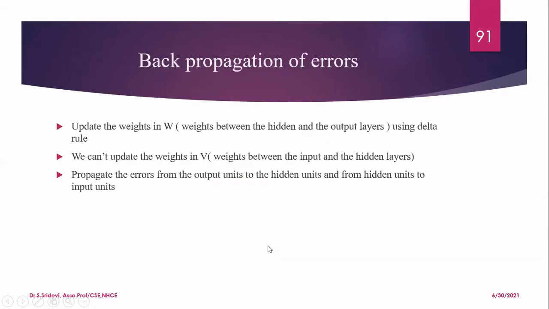Now, after you find the error, you are going to have back propagation of errors. In that, what you will do is update the weights in W. This updation of weights will be done in the hidden layer as well as in the input layer. Once you update the weights in the hidden layer, you have to propagate the error to the previous layer, because you're dealing with the backward direction. So we will see that now.